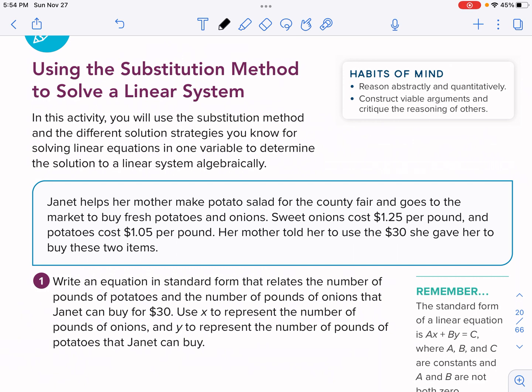It says Janet helps her mother make potato salad for a county fair and goes to the market to buy fresh potatoes and onions. The sweet potatoes cost $1.25 per pound, and potatoes cost $1.05 per pound. Okay, her mother told her to use the $30 she gave her to buy these two items.